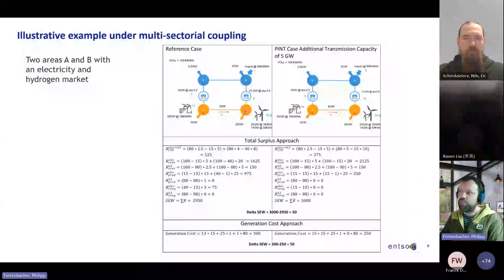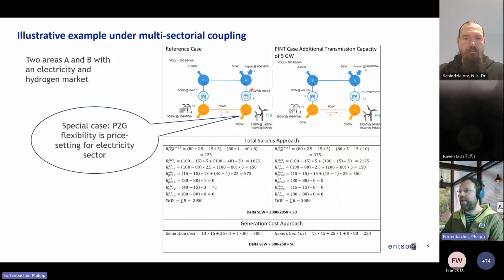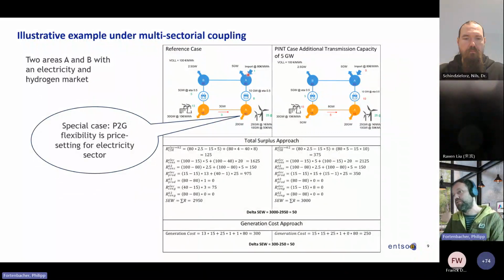So this would be a cheaper option, just to relieve the electrolyzer instead of using the more expensive unit of 50. And this is a really nice example where we see that the electrolyzer is not price taking anymore. It is now really price setting in the electricity sector. This also means that the hydrogen sector is setting the price in the electricity sector, which is a nice example that coupling elements can really influence the price also on the electricity side.